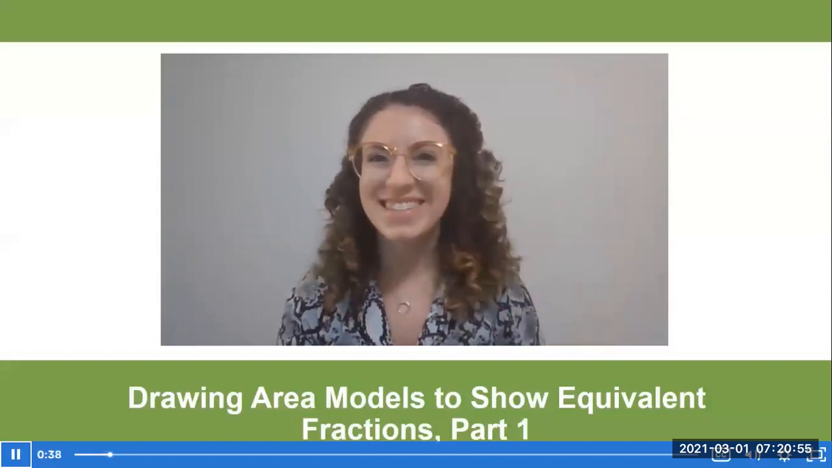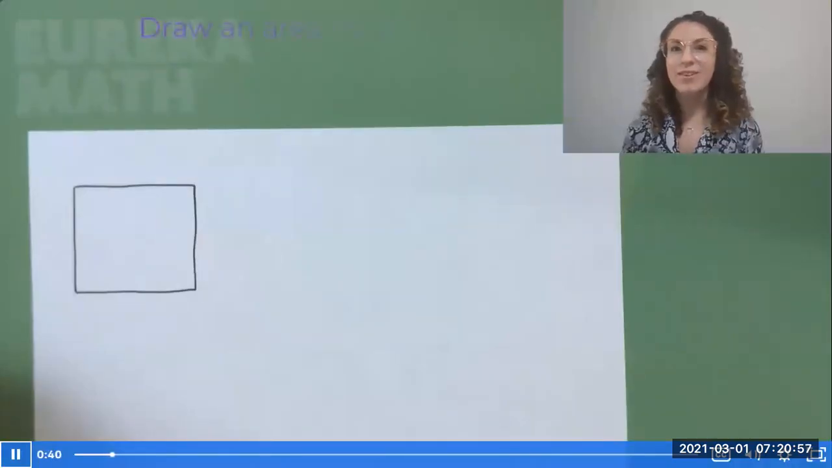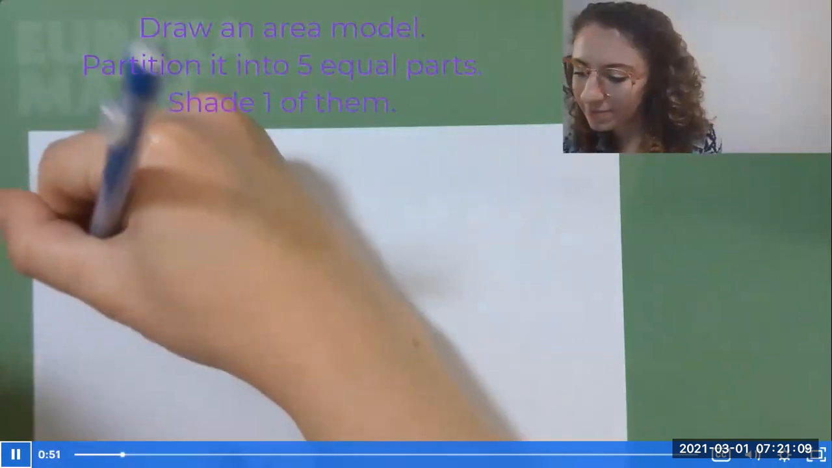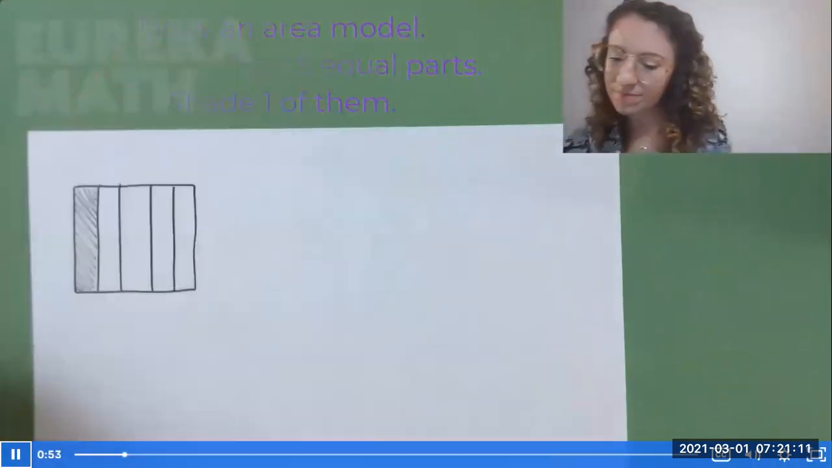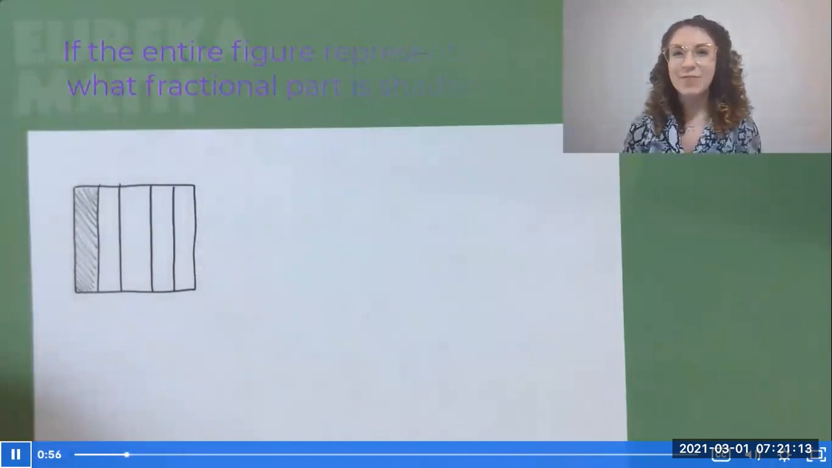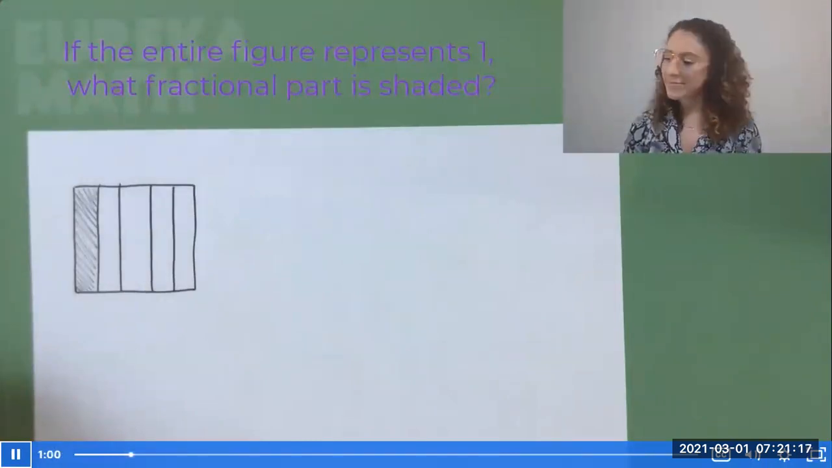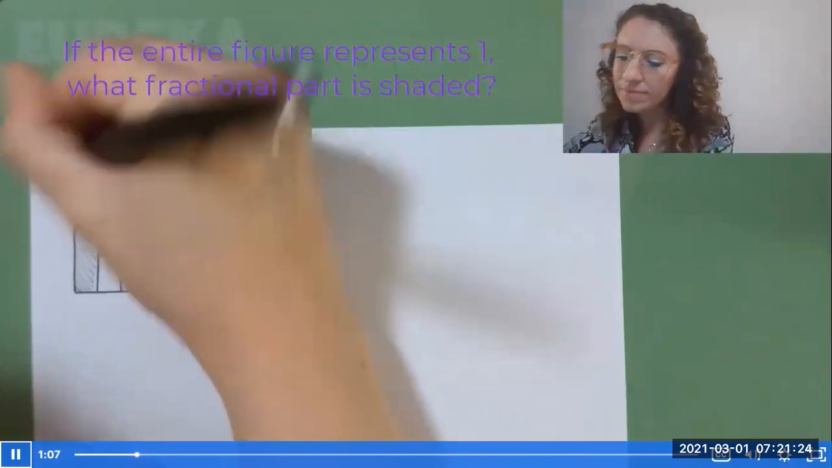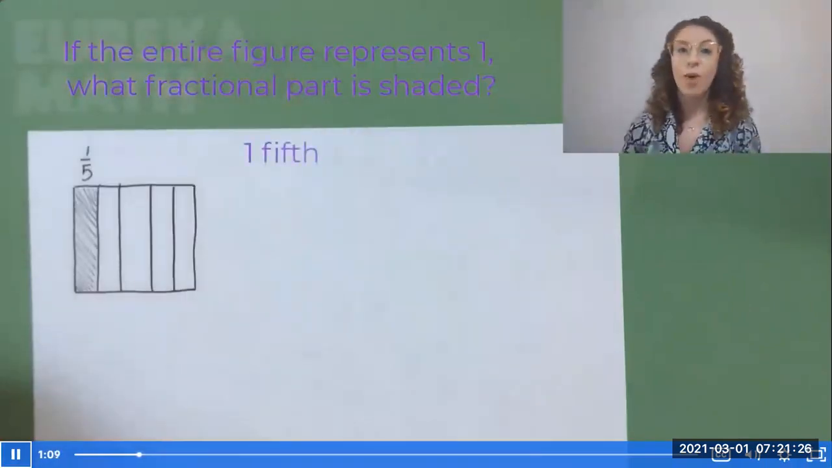Let's jump right in. First, draw an area model like mine. Partition the whole into 5 equal parts. Now, shade one of them. If the entire figure represents 1, what fractional part is shaded? One-fifth.